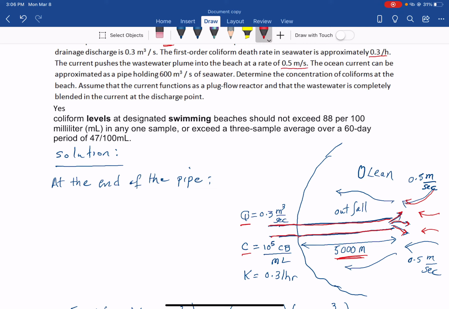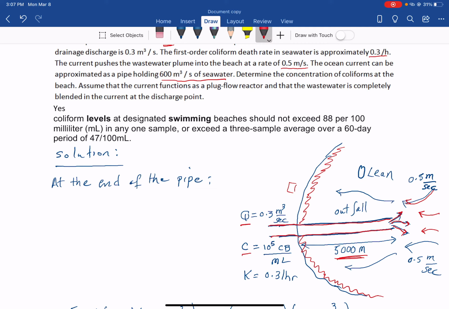The ocean current can be approximated as a pipe holding 600 meter cubed per second. So I'm assuming that this push of current is approximated by a pipe holding 600 meter cubed per second of seawater. Determine the concentration of coliform at the beach. We need to find out the concentration here at the beach, because people go and swim, and some people go and sit down and want to eat their food. So we need to make sure if this beach is polluted with coliform.